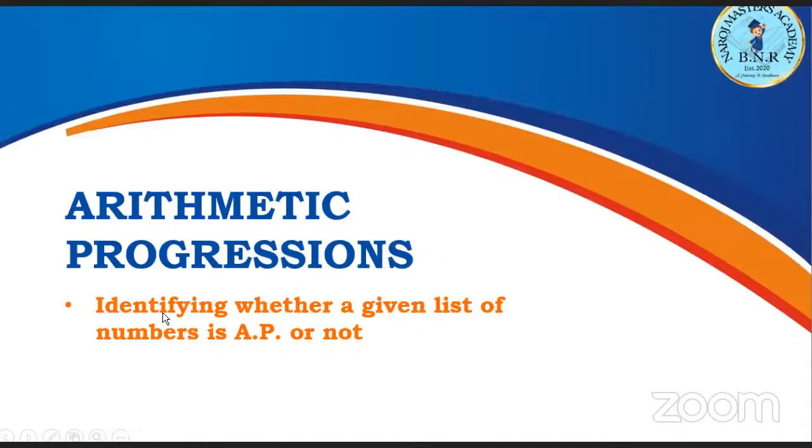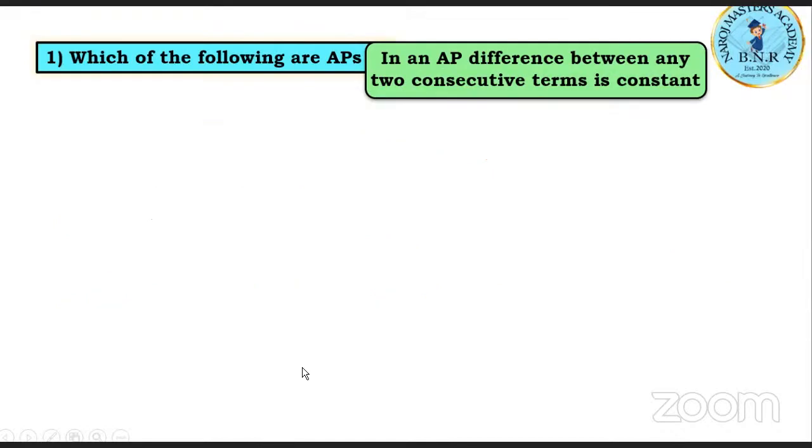So to identify whether a given list of numbers is an AP or not, let me check with another set of numbers. What do we have to do? The first thing is to identify the terms and write them as A1, A2, A3, A4 and so on. What is the first term in this series? 1. That number is known as A, A1 or A. So A1 is equal to 1. Very good.